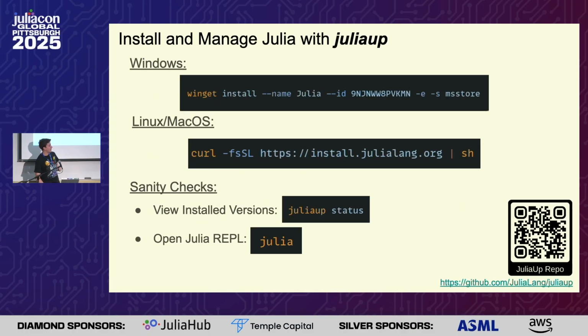So to install Julia, if you've not done this before, you can go to this link here on the whiteboard, or you can go to Julia up on GitHub. So this link here is going to just show you these two install commands. These will install Julia up, which is the Julia manager for your system. This will allow you to install different versions of Julia, update your Julia, get like pre-releases, release candidates, that kind of thing. And it makes it really easy to kind of switch between different versions of Julia.